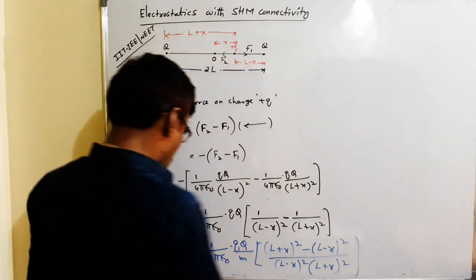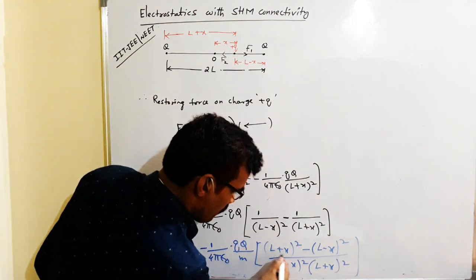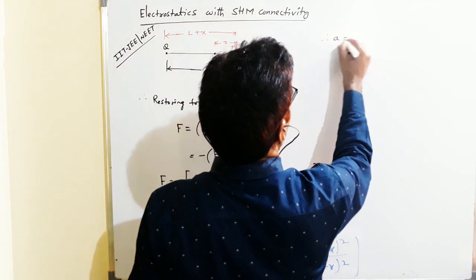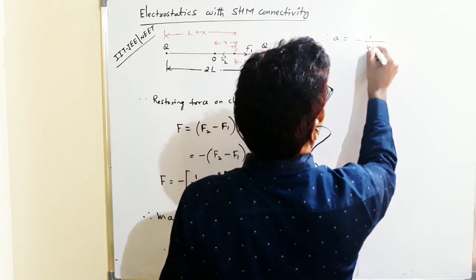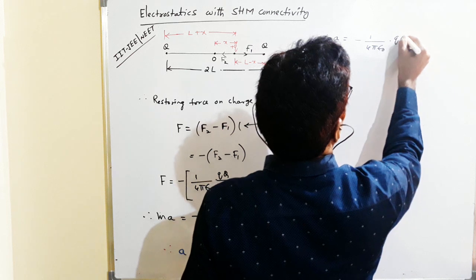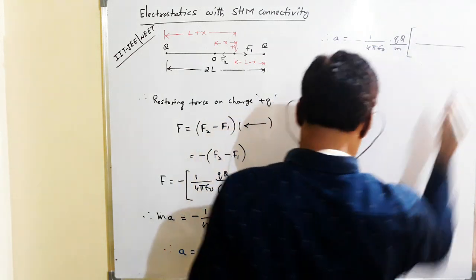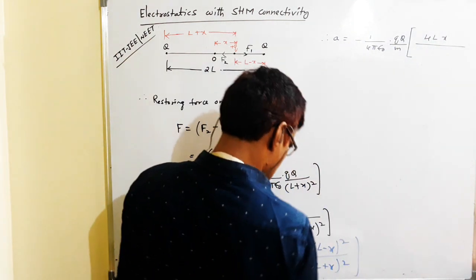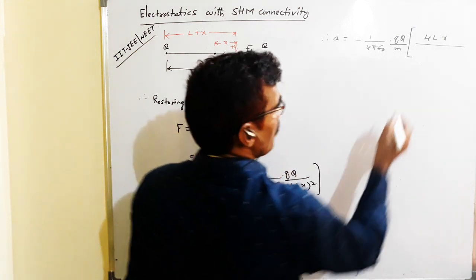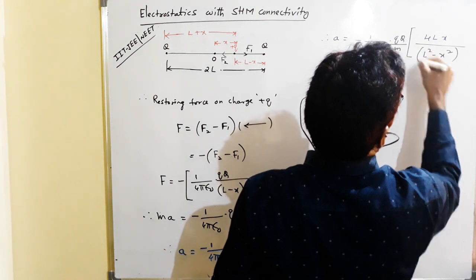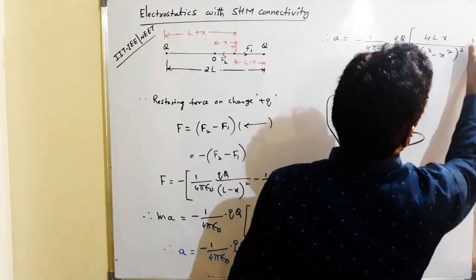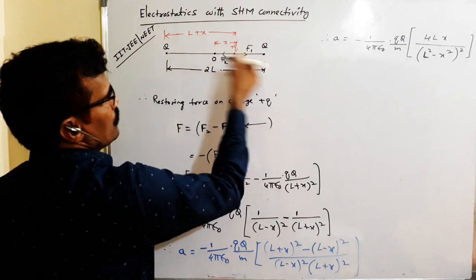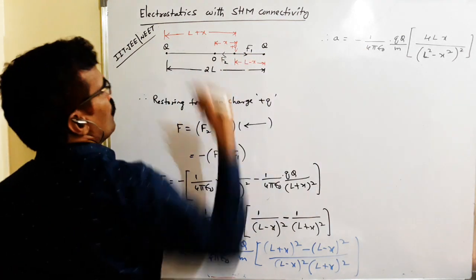After the calculation, (a plus b) whole square minus (a minus b) whole square gives 4ab. Therefore, here a equals minus 1 by 4 pi epsilon naught qq by m into 4lx by a square, a minus b into a plus b, a square minus l square, a square, l square minus x square whole square.